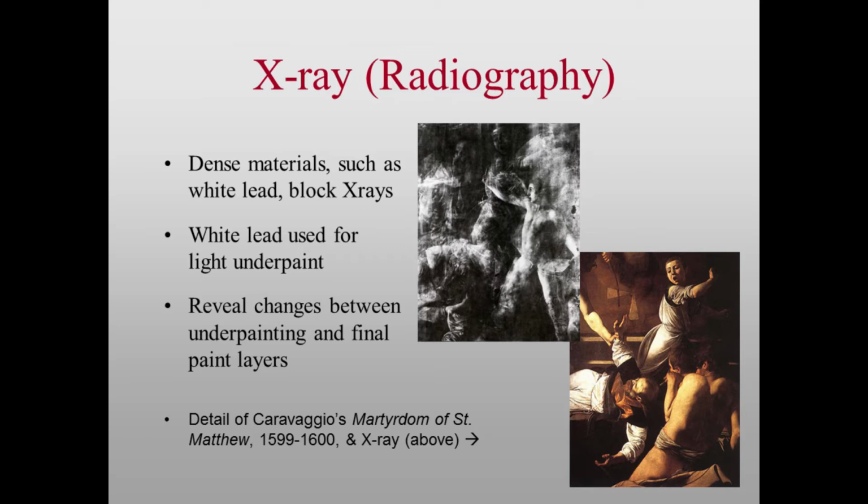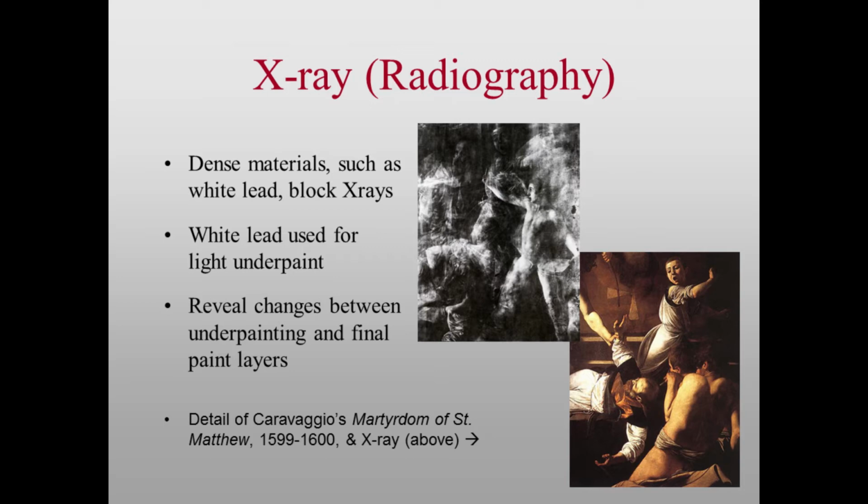But these dense, heavy metal materials, such as lead white or some of the cadmium colors, will block X-rays, just like bone being very dense will block X-rays. And so when you take an X-ray, you can see this as a white image.